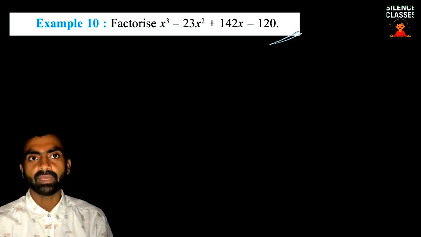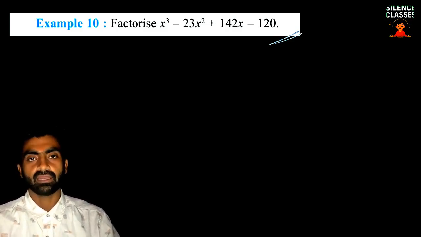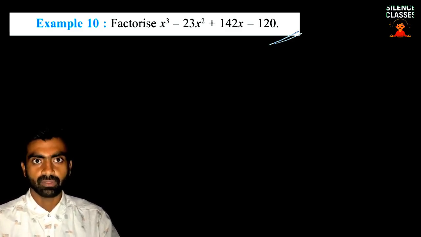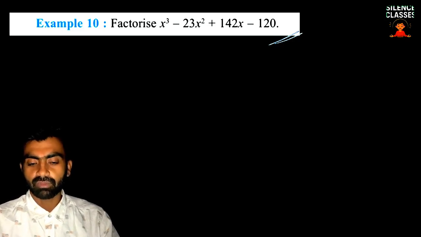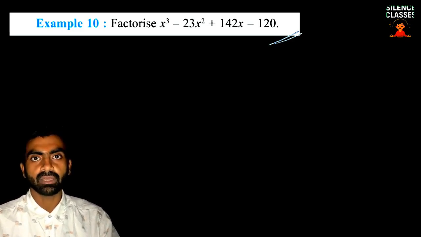You have to be very careful while doing this particular question. I'll explain this in the easiest manner, step by step. First of all, you have to find one factor of this given equation. Once you get one factor of this equation, we will divide by the long division method.